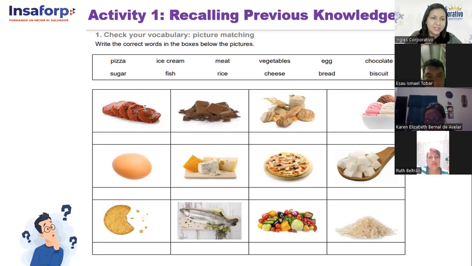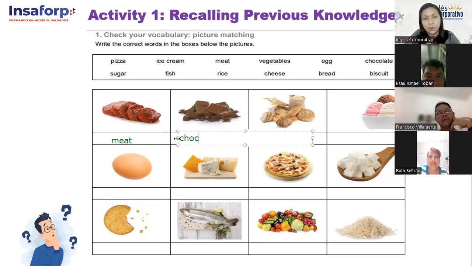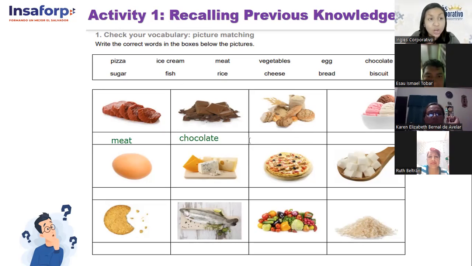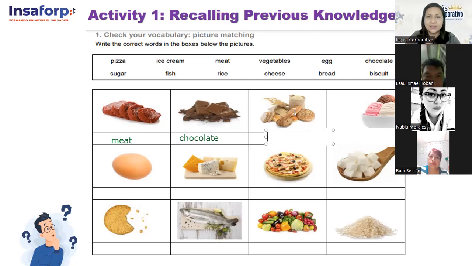For example, what is this? We have pizza, ice cream, meat, vegetables, egg, chocolate, sugar, fish, rice, cheese, bread, and biscuit. So the first is meat. Okay, what about this? Chocolate. How do you pronounce it? You don't say chocolate with three syllables. You say chocolate, like you don't pronounce the second O. Okay. What is this? Biscuit.